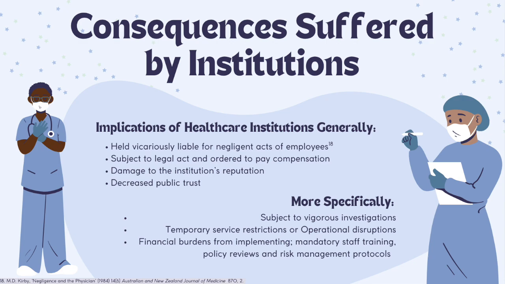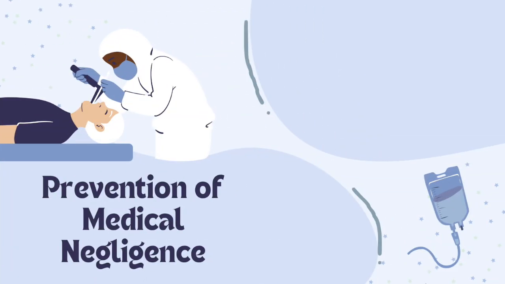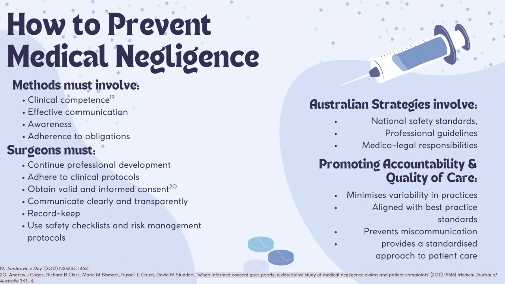Such cases often attract public and media attention, potentially damaging the institution's reputation and eroding public trust. Beyond reputational and operational consequences, institutions may also incur further financial burdens, including the cost of implementing mandatory staff training, policy reviews, and enhanced risk management protocols. The prevention of medical negligence in surgical practice requires a multifaceted approach, encompassing clinical competence, effective communication, system-based awareness, and strict adherence to legal and ethical obligations. In the Australian context, these preventative strategies are further shaped by national safety standards, professional guidelines, and medico-legal responsibilities.